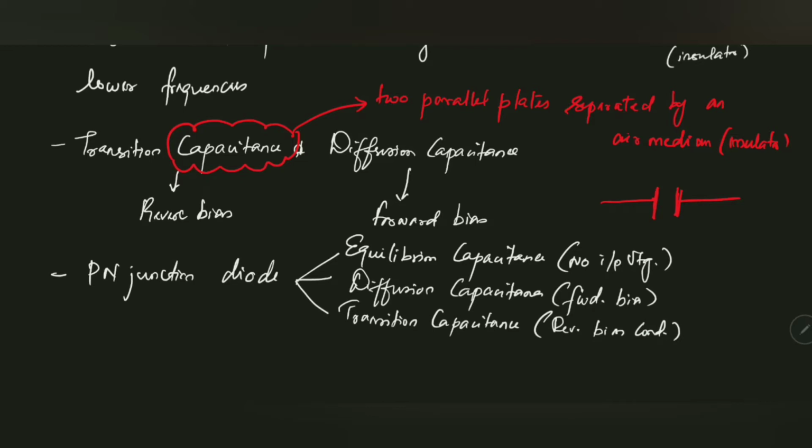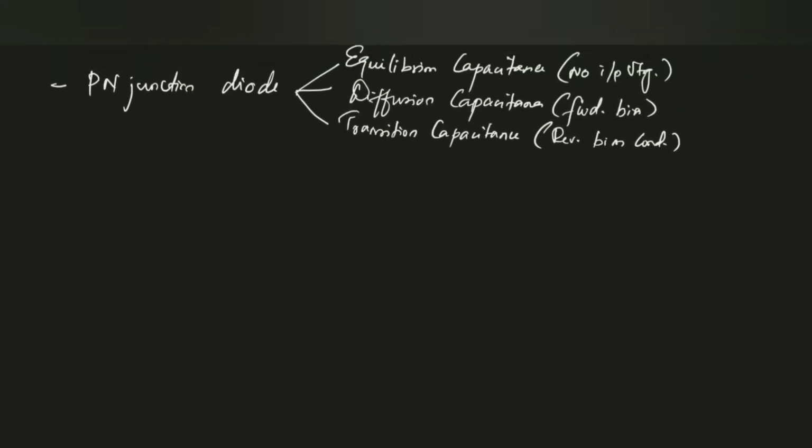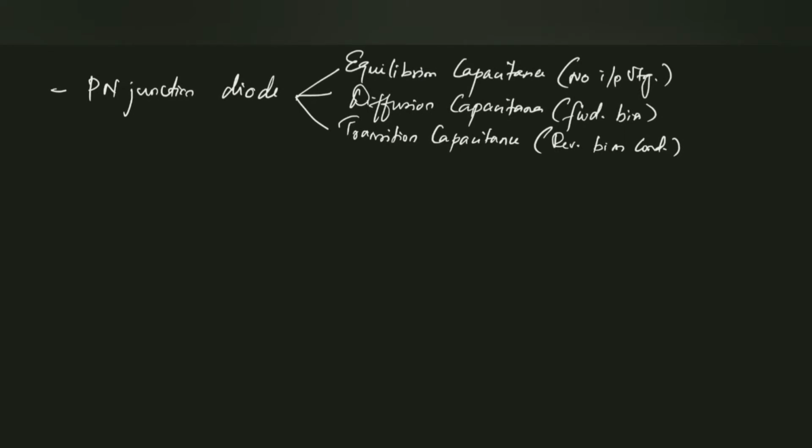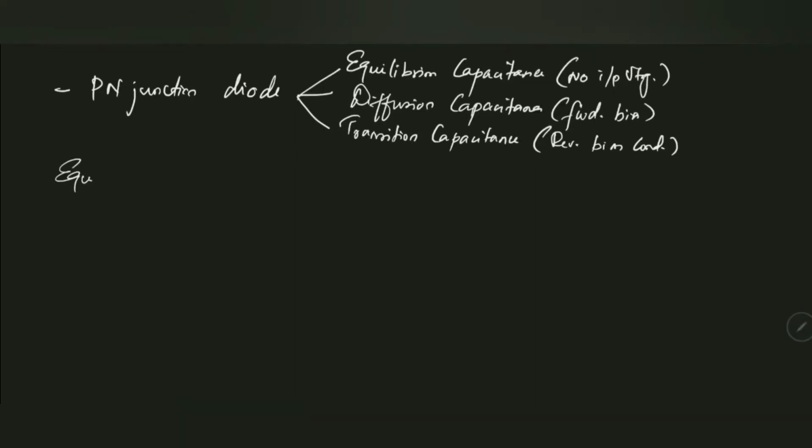So these are the three types, and we will see descriptively how each appears. Let me start with the equilibrium capacitance first, so that you can easily understand the other two types of capacitance. Let us see how this capacitance value is given at the equilibrium condition of a p-n junction diode.